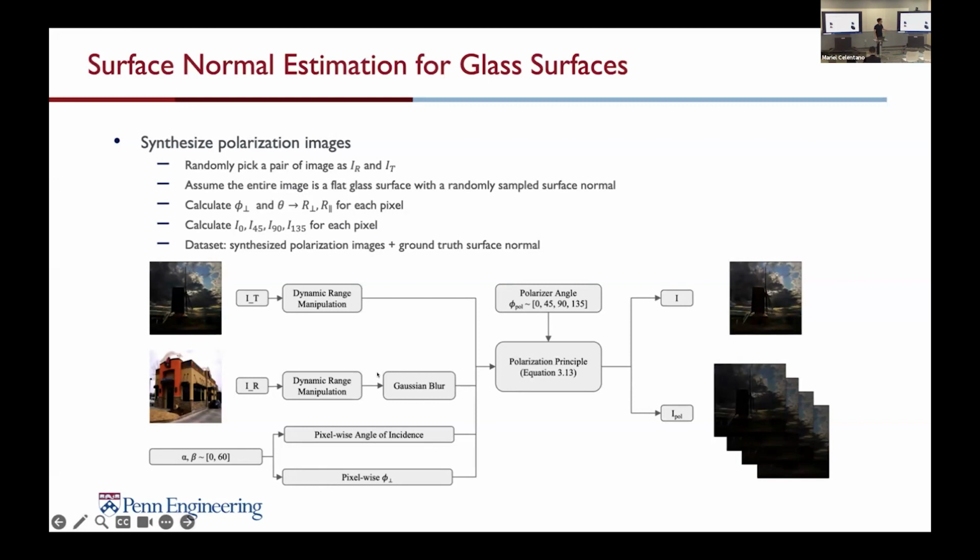So the summary for this part is that we synthesize the data set, and the data set is composed of synthesized polarization images plus the corresponding ground truth surface normal. Now, there is a lot of simplification here and there, but we use this simple pipeline as a proof of concept that it could work.